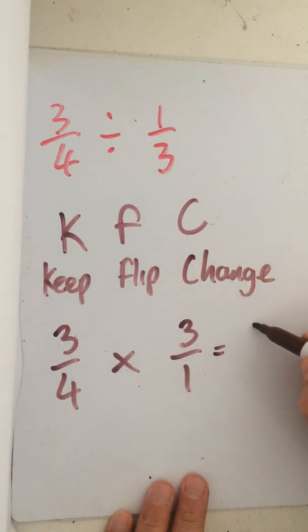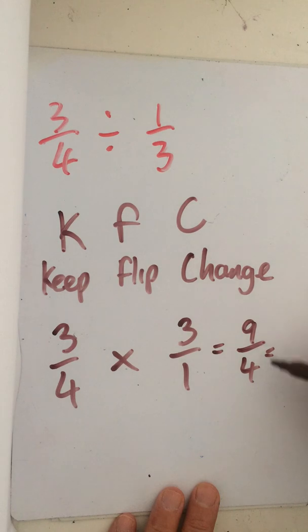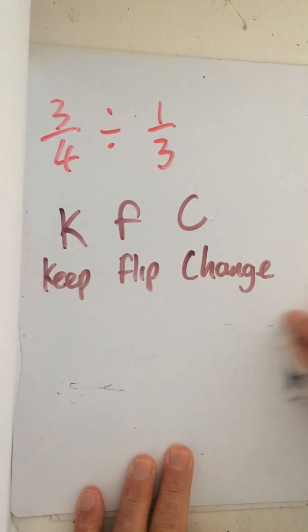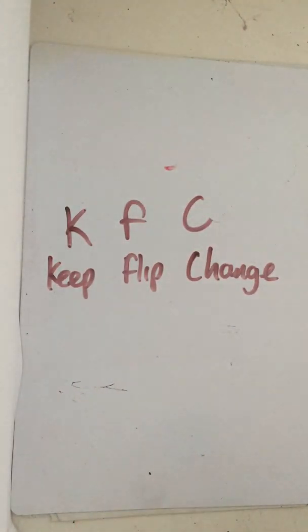So 3 times 3 is 9, 4 times 1 is 4, so 9 over 4, improper fraction. Let's turn that back into a mixed number. How many 4s in 9? 2, remainder 1, 2 1/4 is our answer. Okay, keep, flip, change. Okay, let's have a go at another one.